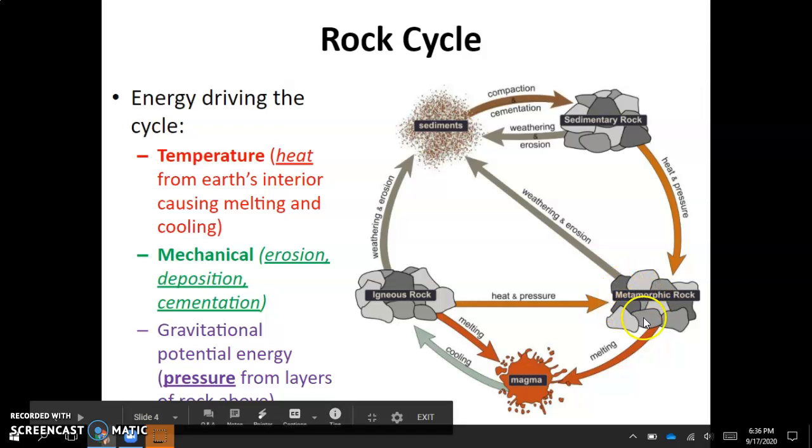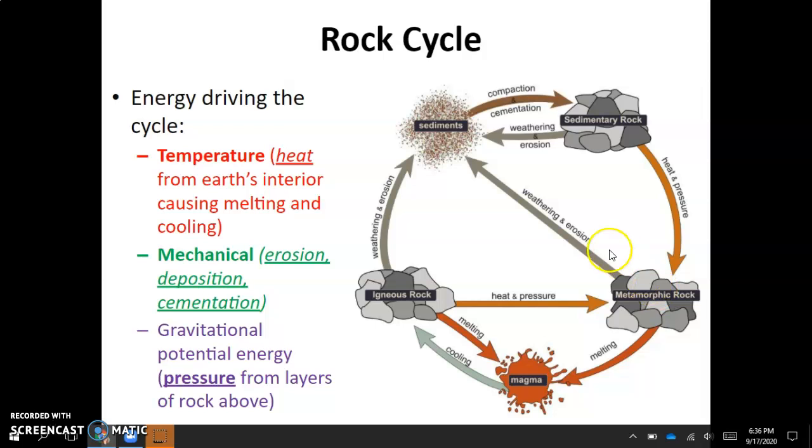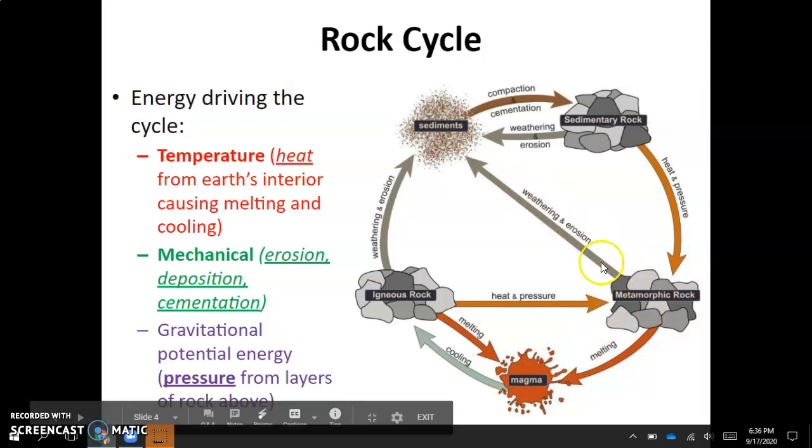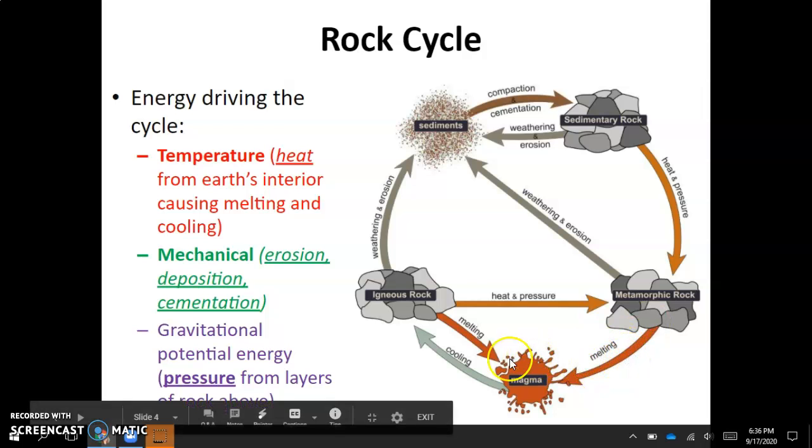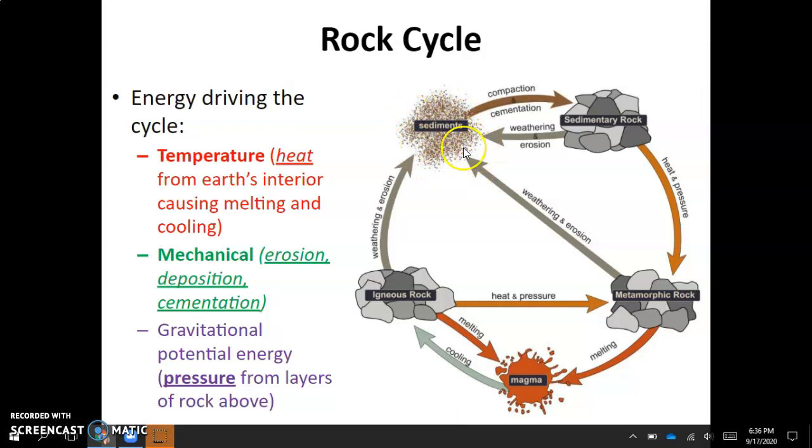Also, if this metamorphic rock stays closer to the surface, it can undergo weathering and erosion. So instead of melting, it can just be broken down, and if it is, we will get sediments. So the fate of this metamorphic rock depends on the activity that it's exposed to. If it's exposed to melting and high heat, it will turn to magma. If it's exposed to weathering and erosion, it'll break down into sediments.